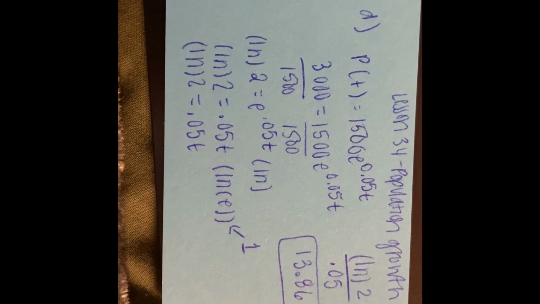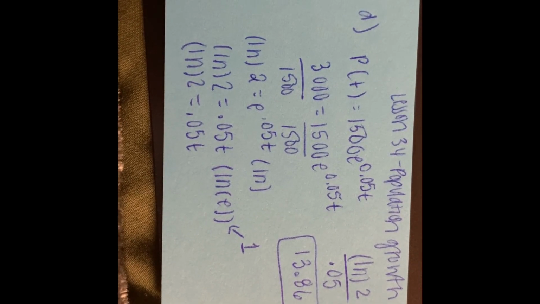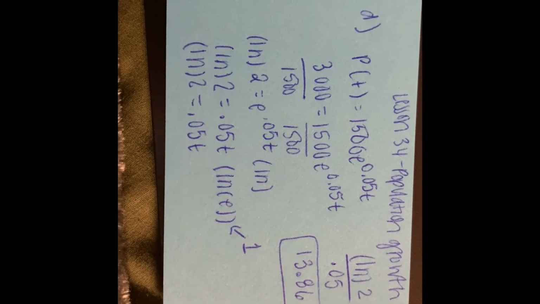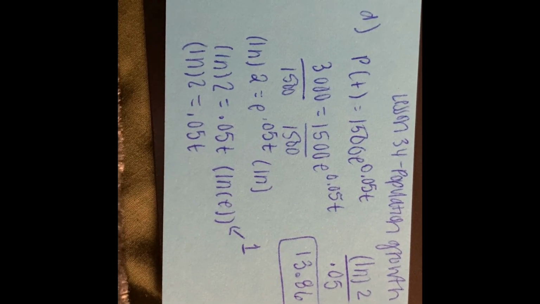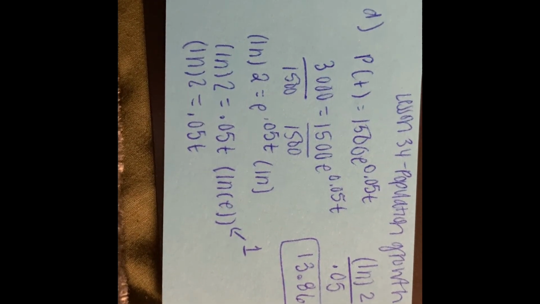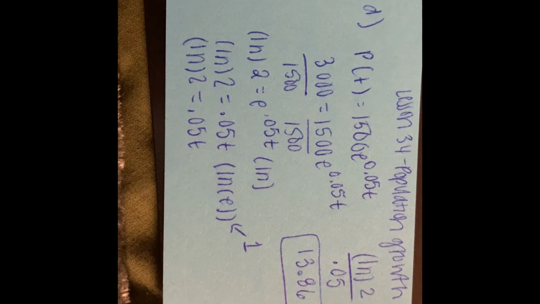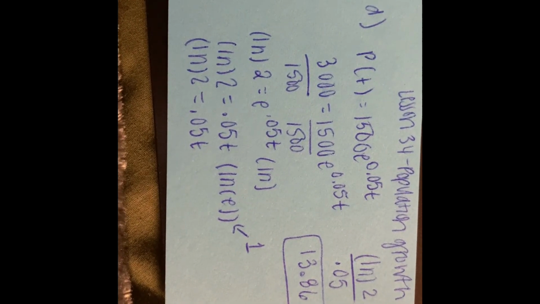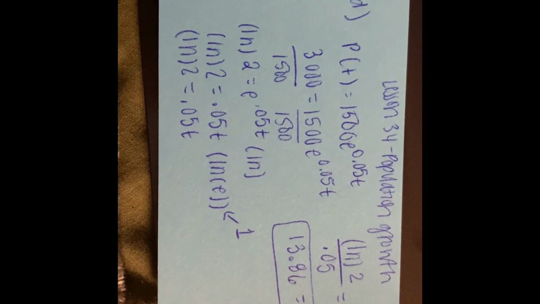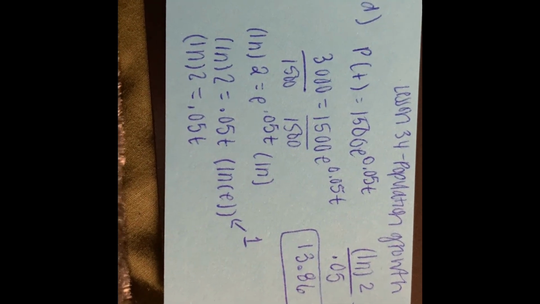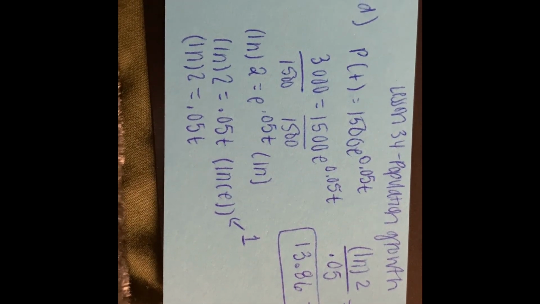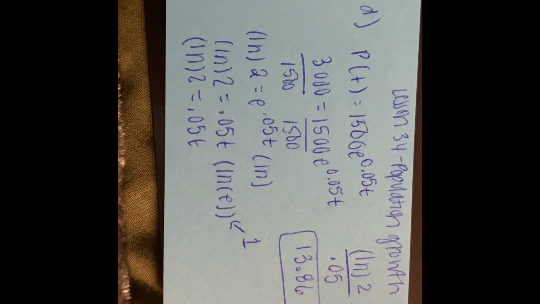And then to make t a variable instead of an exponent, we will take the natural log of both sides again, giving us ln 2 equals 0.05 times t. We'll isolate t on one side to find how many years by doing ln 2 divided by 0.05, and that gives us 13.86 as t. And we'll round to the nearest whole number, which is 14 years. Therefore, it'll take 14 years for the population to double, which is in 2014. And this concludes my brief on Lesson 34, population growth.